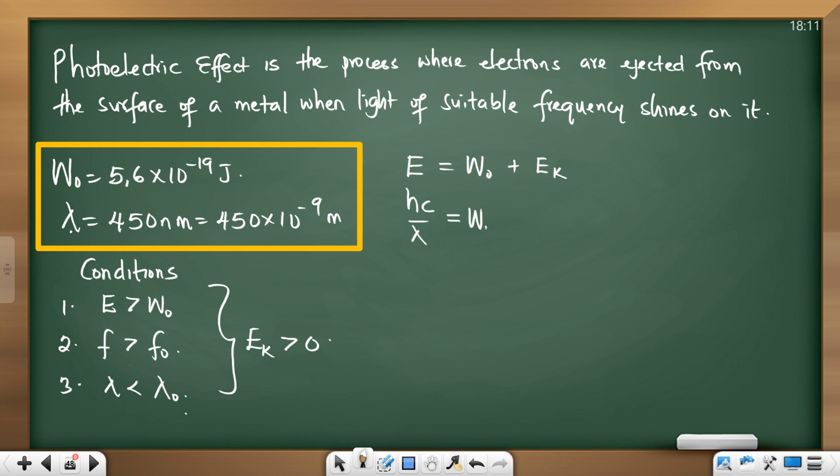Equals to work function plus what? Can we substitute? 6,6 times 10 to the power negative 34, the speed of light, it's a constant, 3 times 10 to the power 8. What is our wavelength?